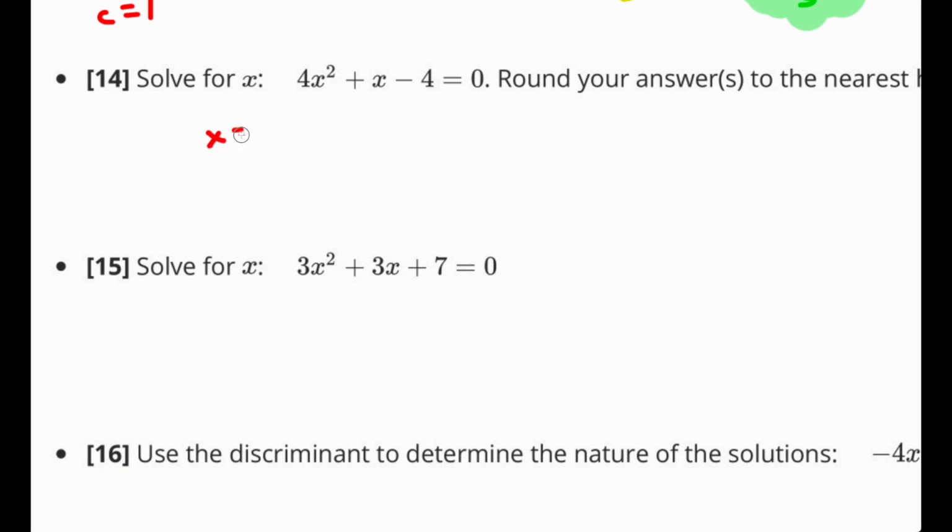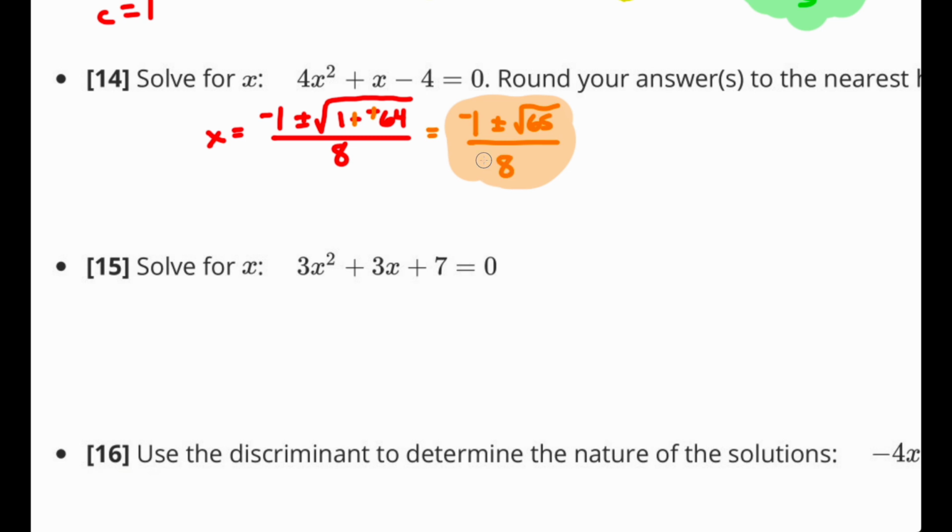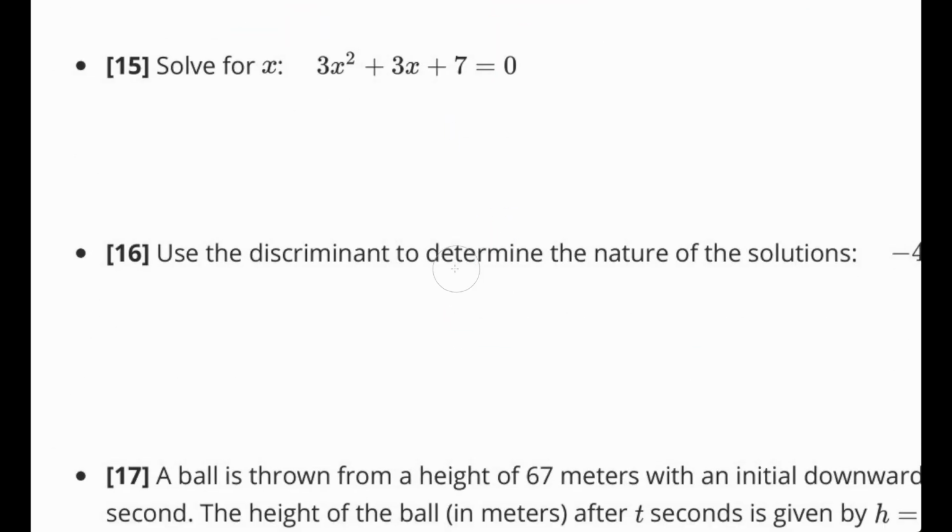So it's going to be x is equal to negative b, which is -1, plus or minus the square root of b squared, which is 1, minus 4ac, which is 4 times 4 times -4, which is -64. Put that there like that, and then divide all this by 2a, which is 8. Okay, this is going to be root 65. And that does not actually simplify as a square root. So you're going to get -1 plus or minus the square root of 65 all over 8. And that's the final answer. All right, on to the next one.